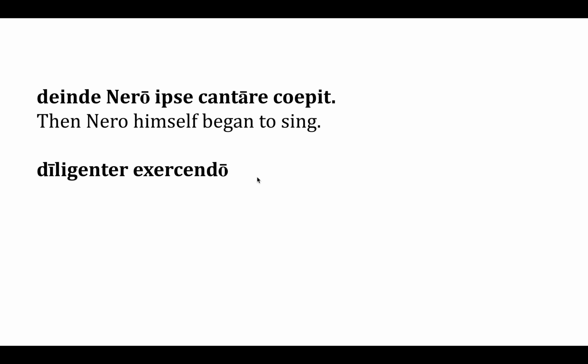So the gerund is when the verb is acting as a noun, and it means the act of doing something, so the act of practicing. So if you have the genitive, exercendi, because it's second declension, so exercendi would mean of practicing. The accusative, exercendum, would be the object, like I love practicing, or I hate practicing, or whatever you want to say. And then here you've got the ablative, exercendo, and that means by practicing. So by practicing diligently.